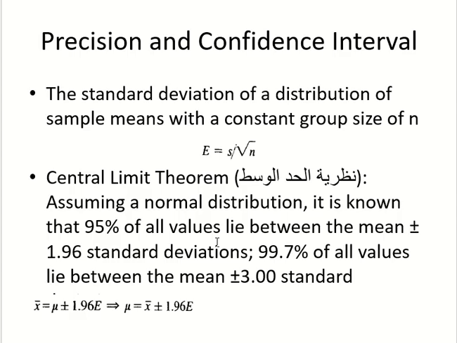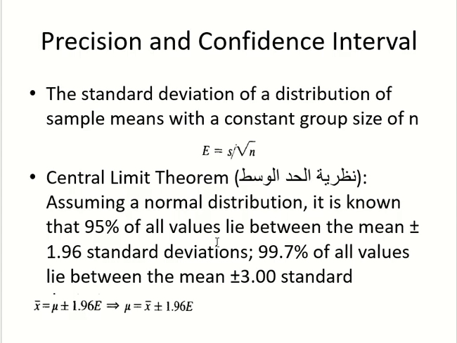Okay, for 95%, a is 1.96. For 99.7%, a is 3. Got it? From these values, 95% is the most common value. So most of the time we use a as 1.96.